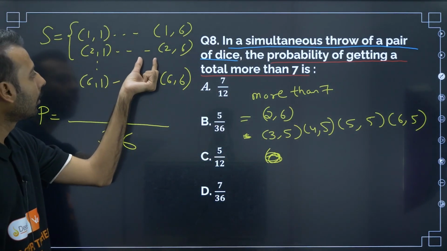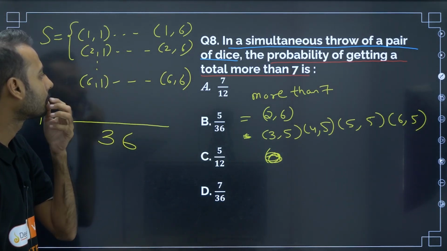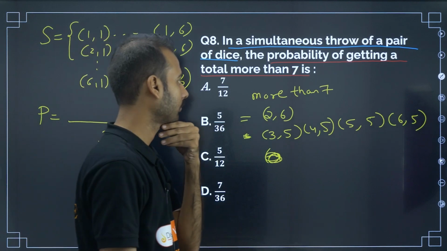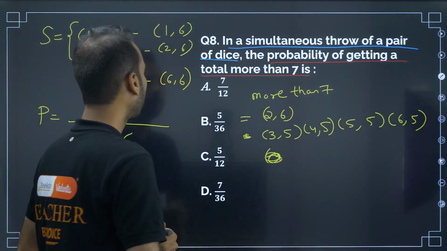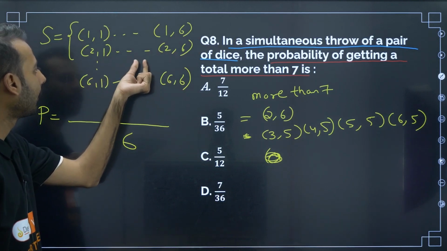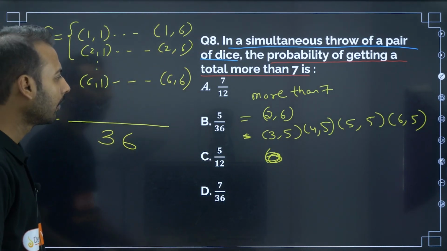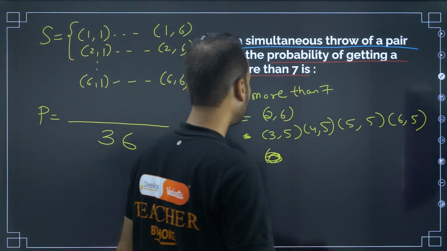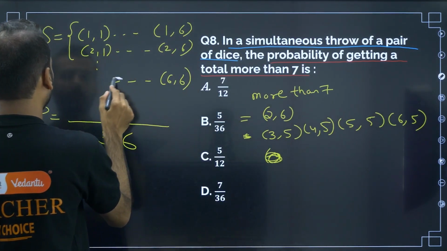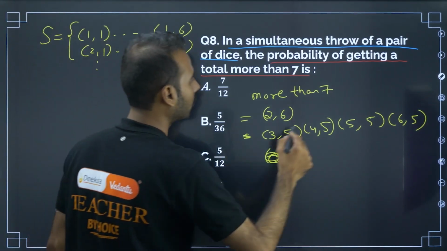In the next one we will get 2 comma 6. Only this is a possibility. In the next, 3 6 we will get, 4 6 also we will get, 5 6, 6 6. Let me write this properly so that it will be easier for us to get those.